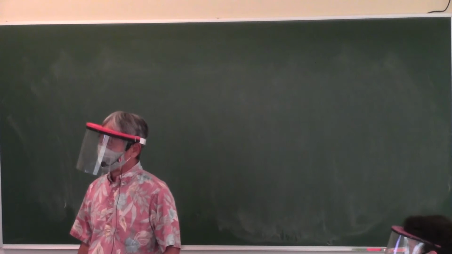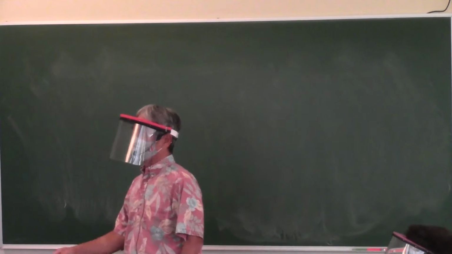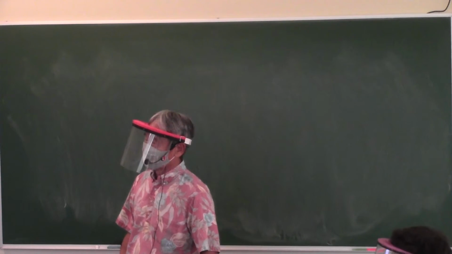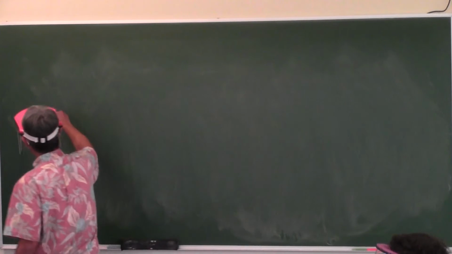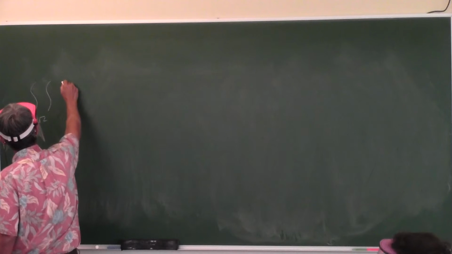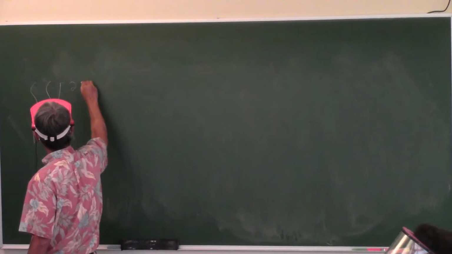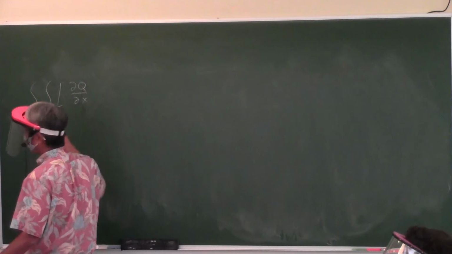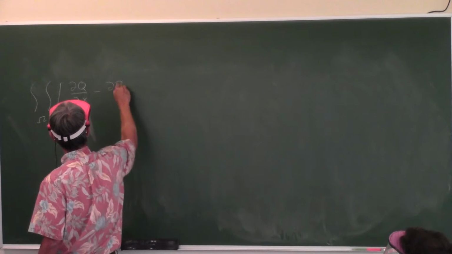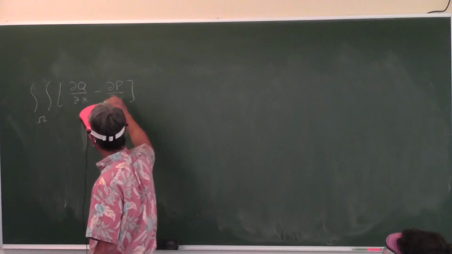So to compute the work with a force field of P and Q, where P and Q are functions of X and Y, then all you have to do is this. Double integral over omega. Now what's the first one? Partial of Q with respect to X. See, this is another formula you want to put down on your sheet. Minus the partial of P with respect to Y, dx dy.